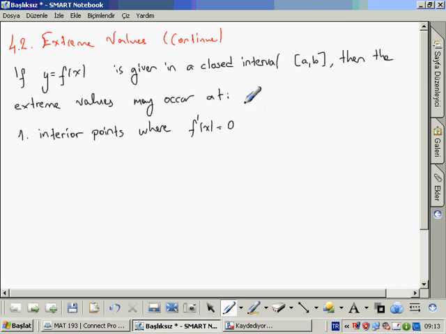Okay, and this is the critical point. And the second one, the interior points where f prime x does not exist, that means singular point.